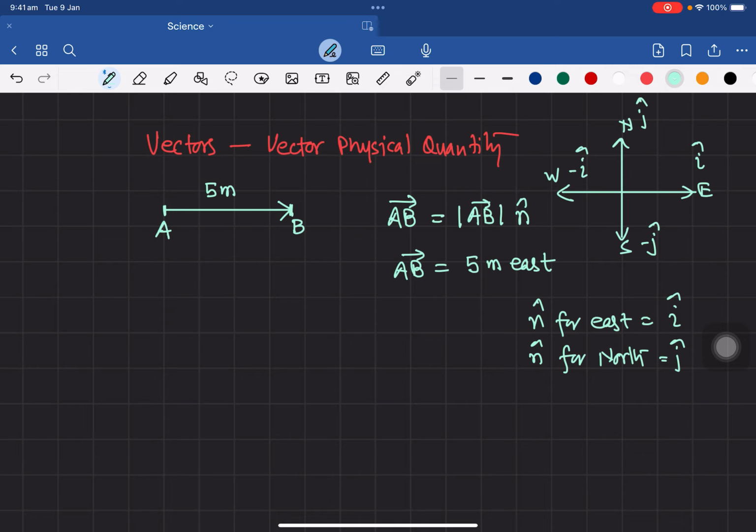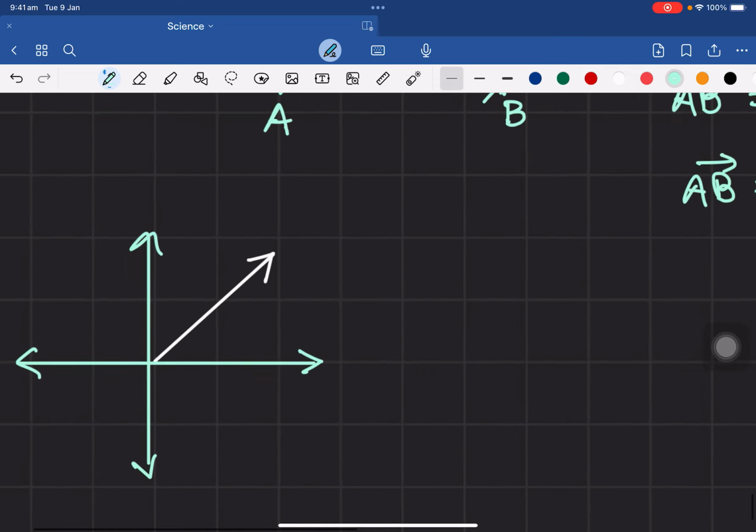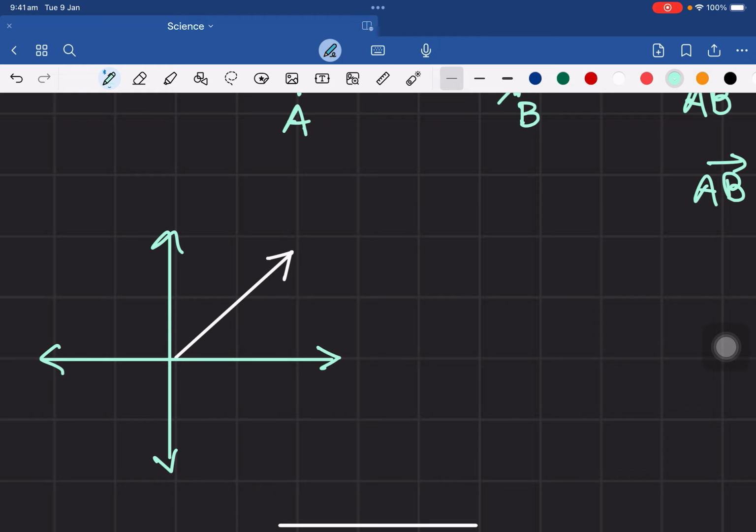The other thing which I explained last time is that if you have a vector in a random direction, the way we define its direction is by the angle theta, the angle made with one of the 4 known directions. The 4 known directions are north, south, east and west. So what do we have to draw? We have to draw a Cartesian coordinate system. This is a Cartesian coordinate system. And put the vector, if this is vector AB, in this coordinate system.